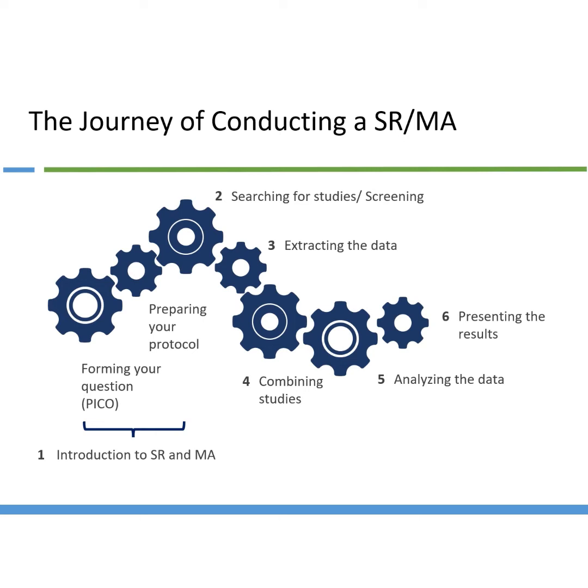So let's talk about the journey of conducting systematic reviews and meta-analyses. Usually we start with formulating the research question, preparing your protocol, searching for studies, screening them, and then extracting the data from the included studies, combining studies together, analyzing the data, and then finally presenting the result. This is really just a quick overview on the journey of systematic review and meta-analysis.